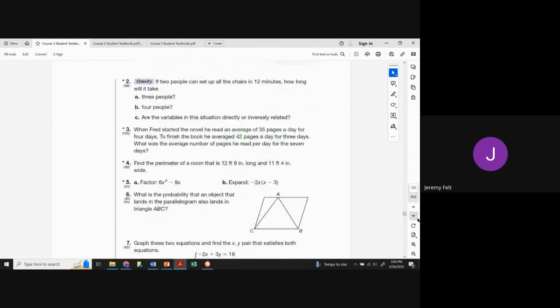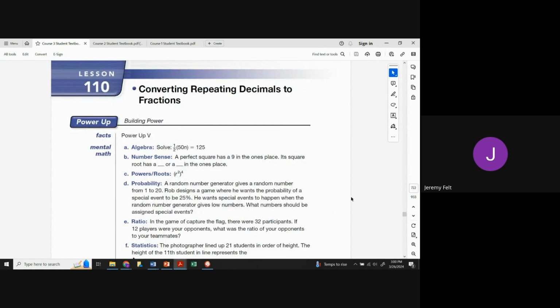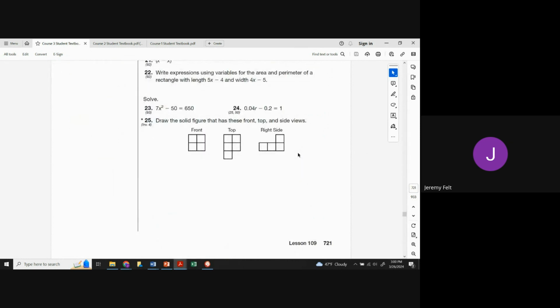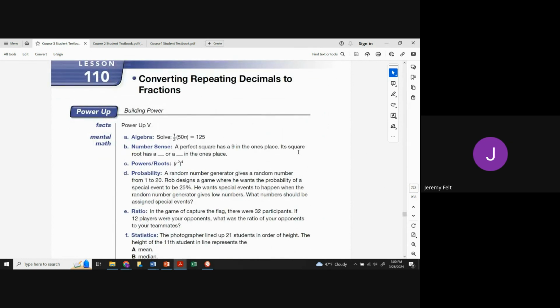And we'll go over this practice set together. And then the last one for this week is going to be lesson 110, which means we're ending this unit. We'll go over the review next week, and then we'll take the test. All right, lesson 110, converting repeating decimals to fractions.